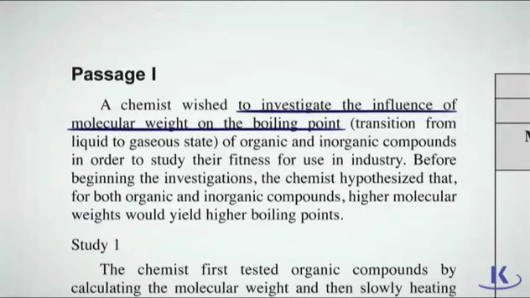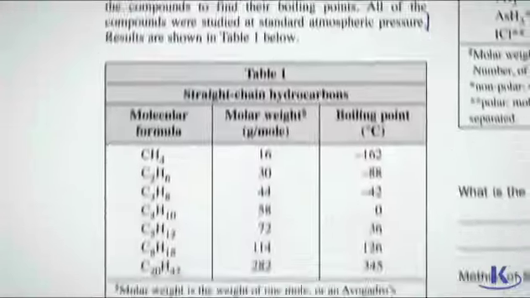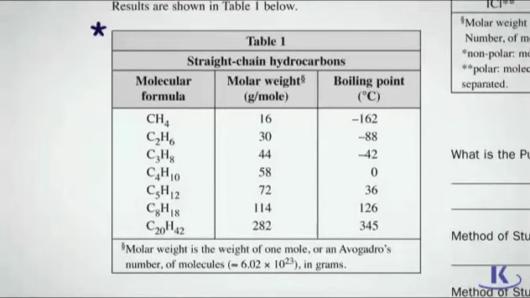Before beginning the investigations, the chemist hypothesized that, for both organic and inorganic compounds, higher molecular weights would yield higher boiling points. Study 1. The chemist first tested organic compounds by calculating the molecular weight and then slowly heating the compounds to find their boiling points. All of the compounds were studied at standard atmospheric pressure. So let's bracket that. It's telling you the method used by the chemist. Results are shown in Table 1 below. Put a star next to Table 1.